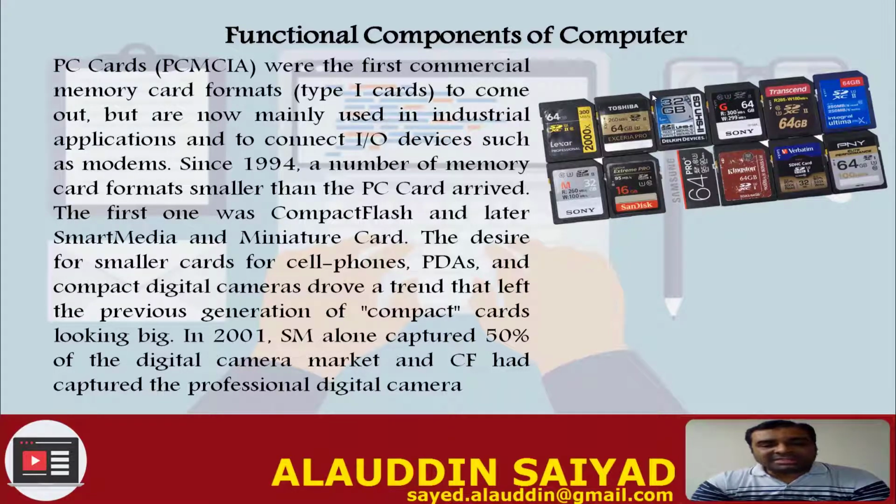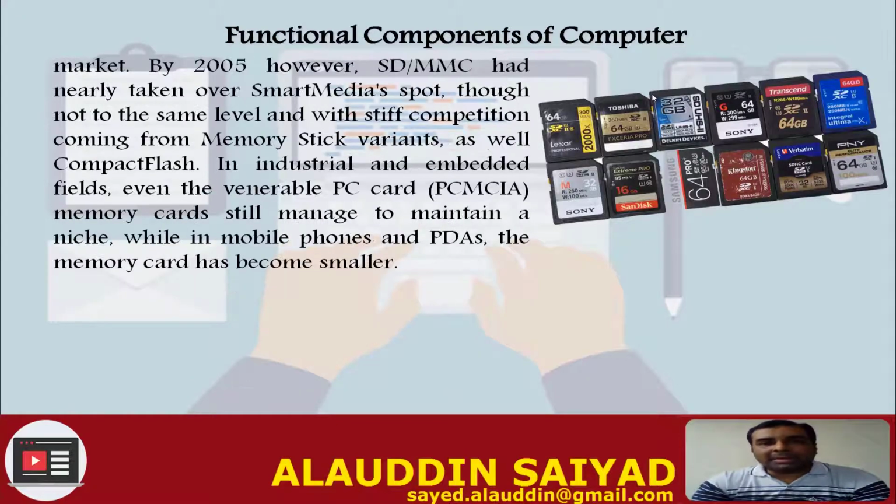In 2001, SM alone captured 50% of the digital camera market and CF had captured the professional digital camera market. By 2005, however, SD or MMC had nearly taken over SmartMedia's spot, though not to the same level, and with stiff competition coming from Memory Stick variants as well as CompactFlash. In industrial and embedded fields, even the vulnerable PC card like PCMCIA memory card still managed to maintain a niche, while in mobile phones and personal digital assistants, the memory card has become smaller.